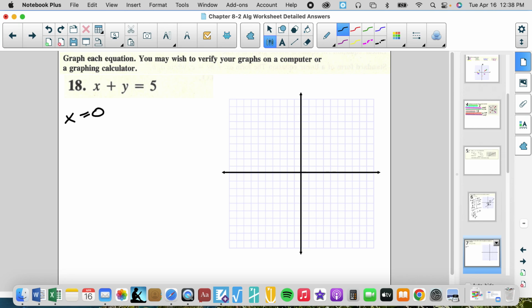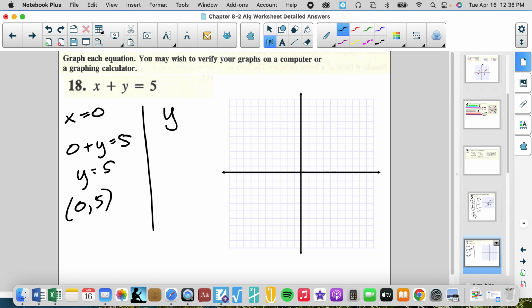Again, let's plug in x equals 0. We get 0 plus y equals 5, so y equals 5, and that coordinate is 0 for x, then 5 for y. Let's plug in 0 for y. We get x plus 0 equals 5, so x equals 5, and the point is 5, 0.